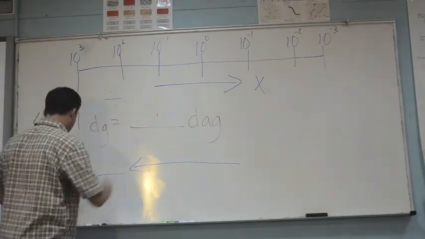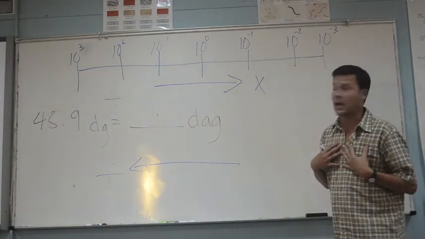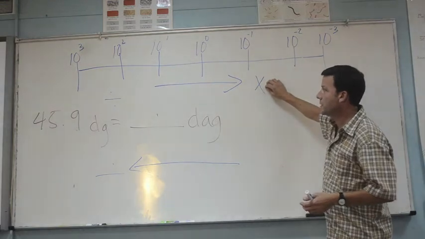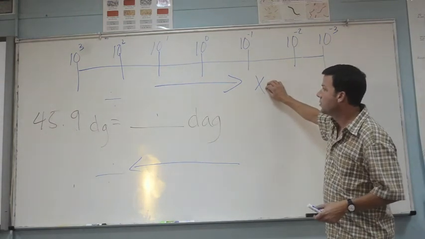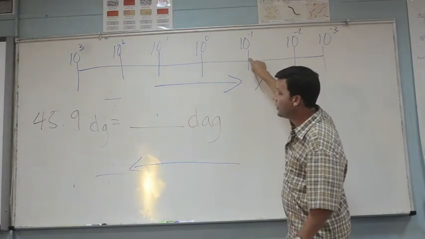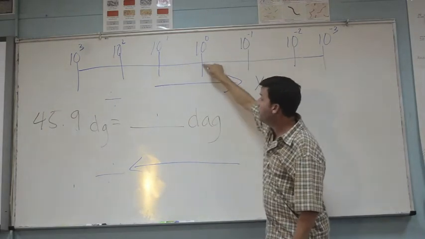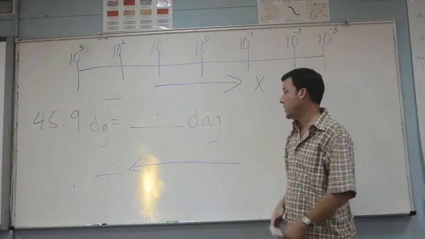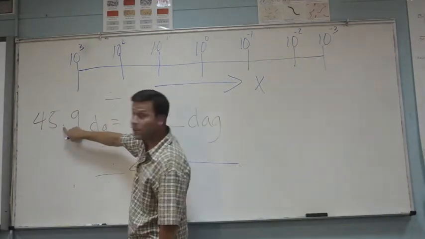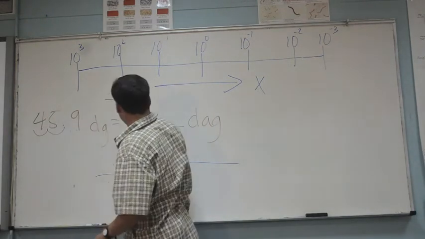So how do we do this? For my purposes, and for you, just use the skeleton. So here we're at decigrams. Where do we find deci? We find it right here. Where's deca? It's right here. So we're actually going to move 2 spaces on the skeleton, as I call it. How do we do that? Well, we move our decimal point 2 spaces. So now our answer is actually this.